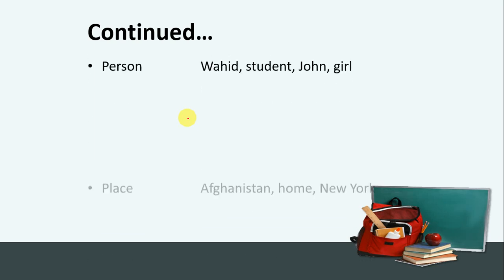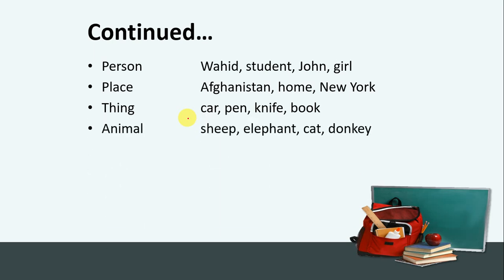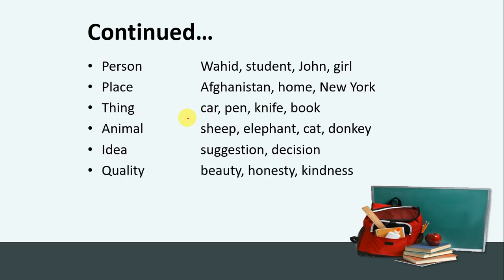And place: Afghanistan, home, New York, these are names for places. And thing: car, pen, knife, book. And animal: sheep, elephant, cat, donkey. Idea, suggestion, decision, these are all nouns. Quality: beauty, honesty and kindness.